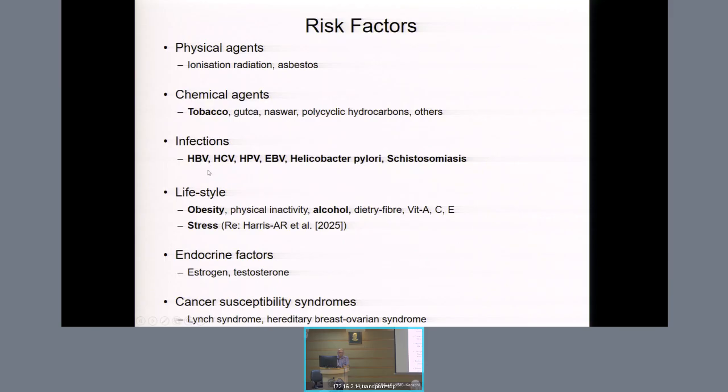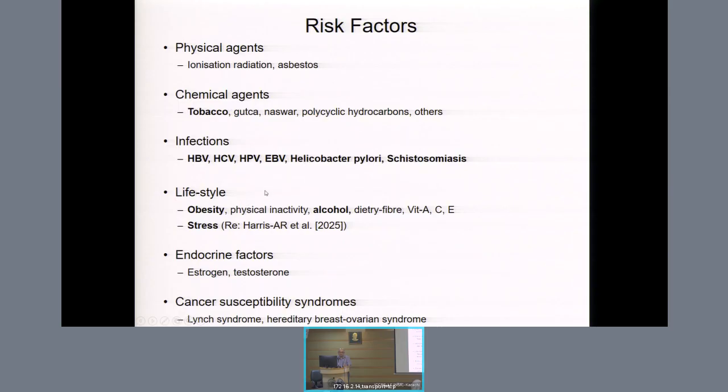Then there are infections: hepatitis B virus, hepatitis C virus, human papilloma virus, Epstein-Barr virus. Then bacteria, Helicobacter pylori, and schistosomiasis. Hepatitis B and C are involved in liver cancer, and human papilloma virus is responsible for cervical cancer and nasopharyngeal cancer. Epstein-Barr virus causes lymphomas. Helicobacter pylori causes stomach cancer. When I say causes, it means they are involved. Schistosomiasis causes urinary bladder cancer.